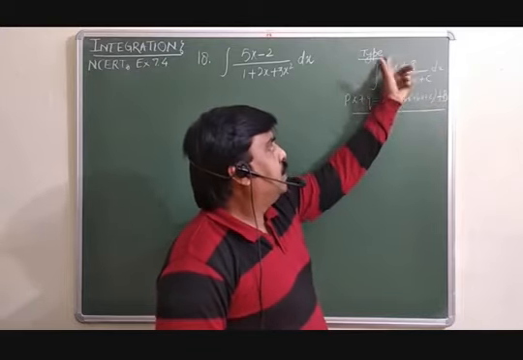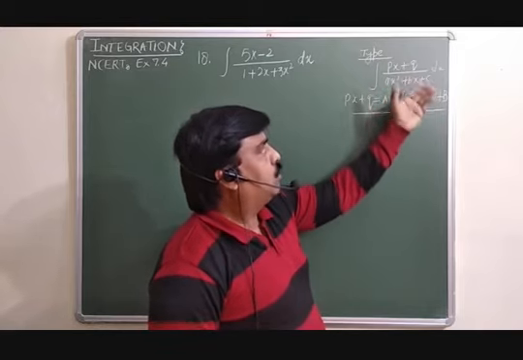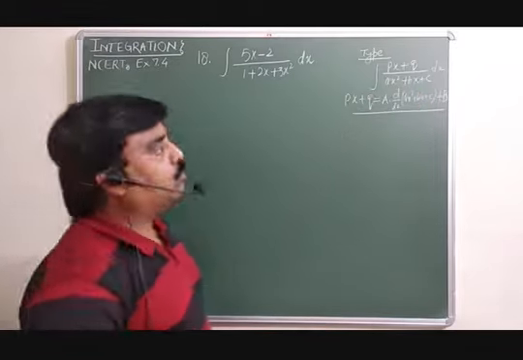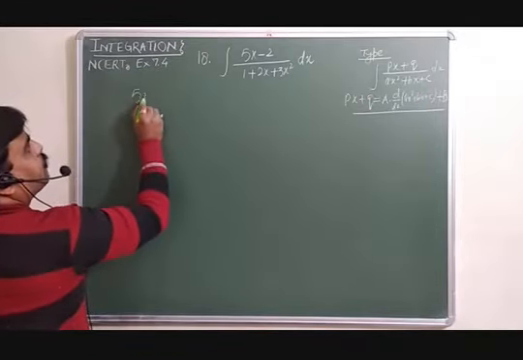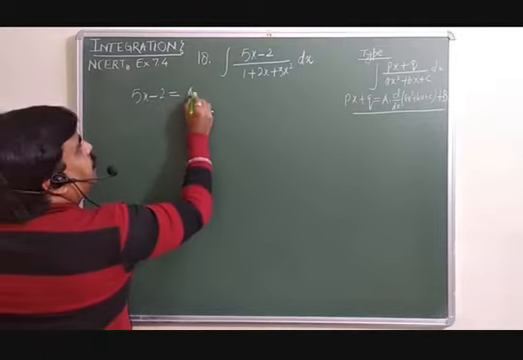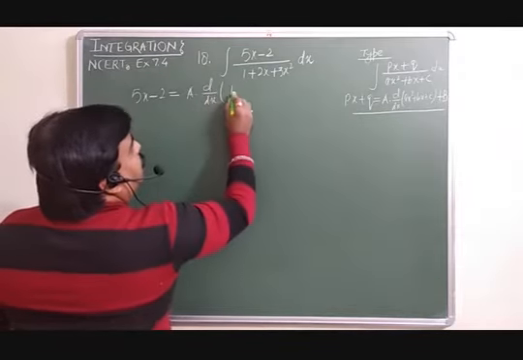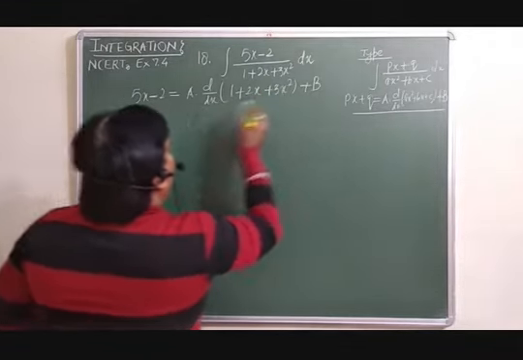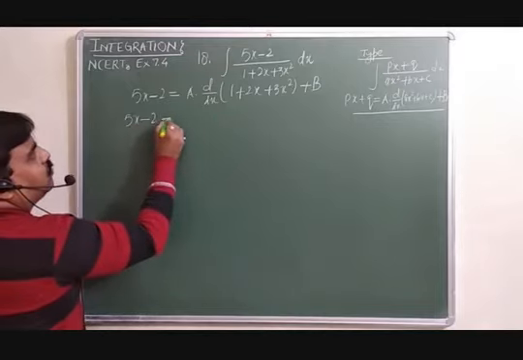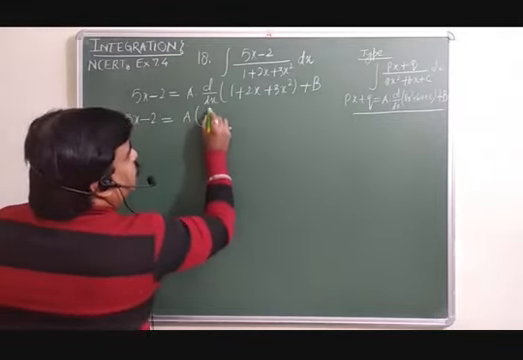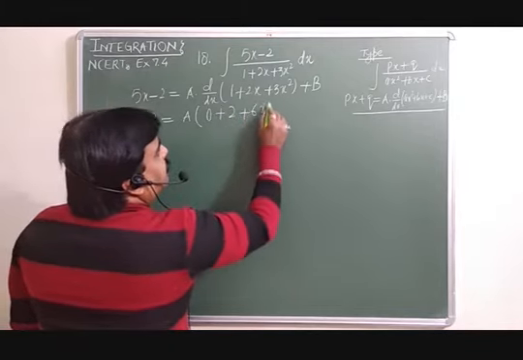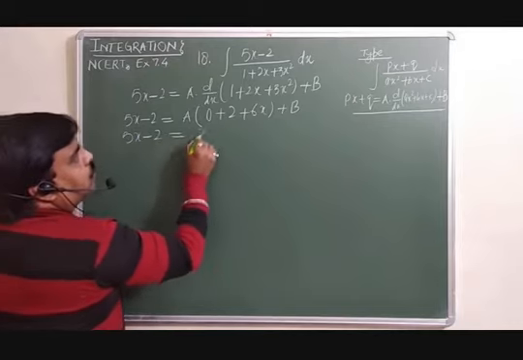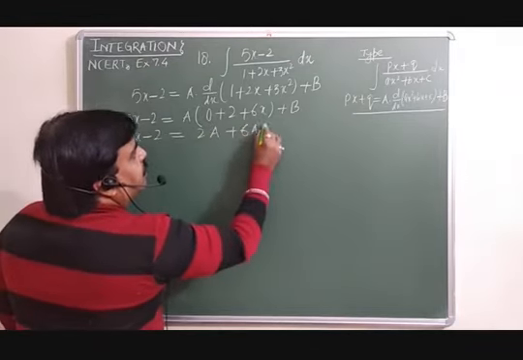Then you have to substitute in place of this px plus q. So one of the parts in this one will be the antiderivative of the denominator, that we are going to do. So first we will do 5x minus 2 is equal to a into the derivative of the denominator 1 plus 2x plus 3x square, plus b. So 5x minus 2 is equal to a into derivative, which is 0 plus 2 plus 6x, plus b. So you are getting 5x minus 2 is equal to 2a plus 6a x plus b.